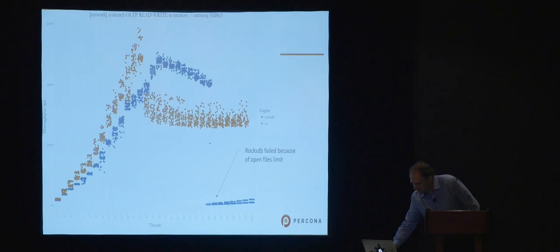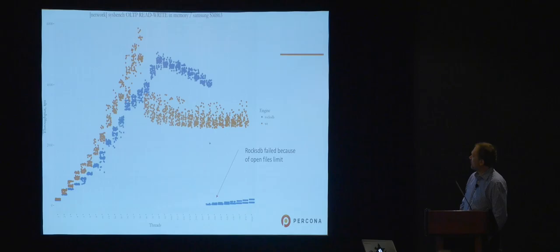If we look into more advanced storage, Samsung 863, and again, this is thread scalability, WiredTiger still shows these periodic drops. They're not to zero. And after some thread threshold, WiredTiger does not scale as well.